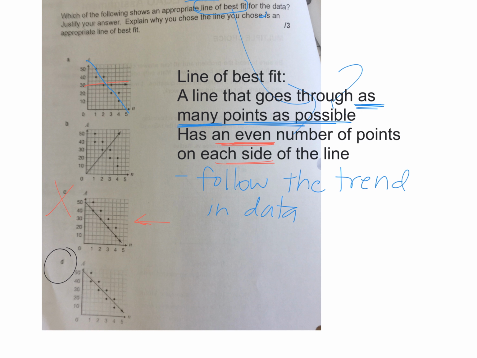What's wrong with B? Again, it's not following the trend. It's going up, but the trend is going down. It's decreasing. The line in B is positive, but it should be negative. It should follow the trend of data. Does everyone understand that now?